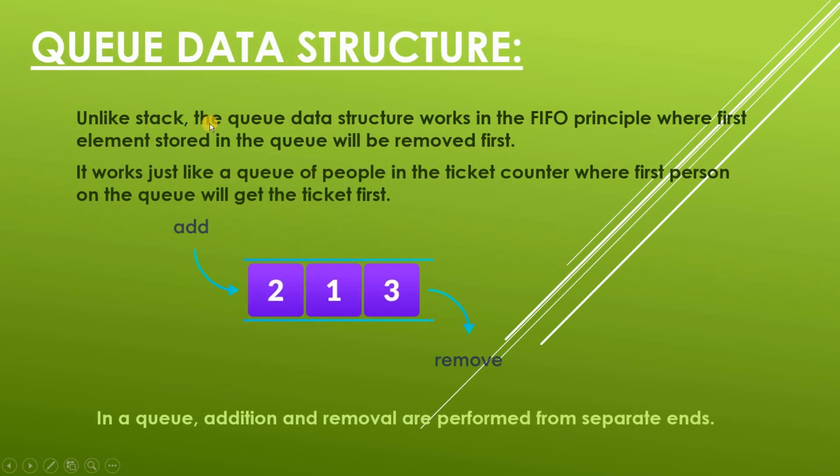Queue data structure. Unlike stack, the queue data structure works on the FIFO principle, where the first element stored in the queue will be removed first. Here FIFO means first in first out. It works just like a queue of people at the ticket counter, where the first person in the queue will get the ticket first. In a queue, addition and removal are performed from separate ends.